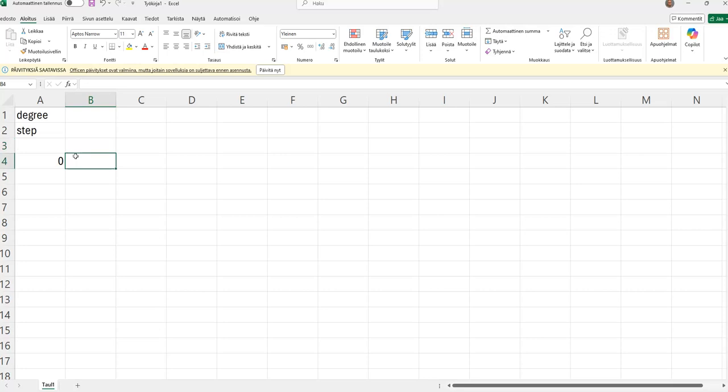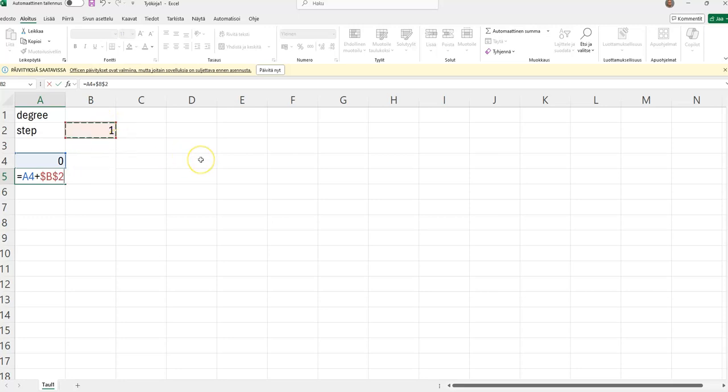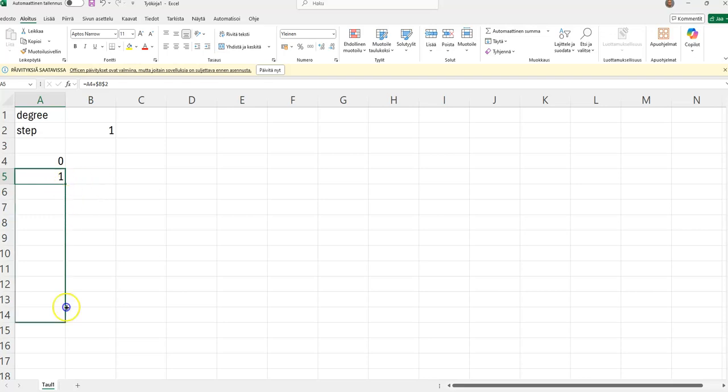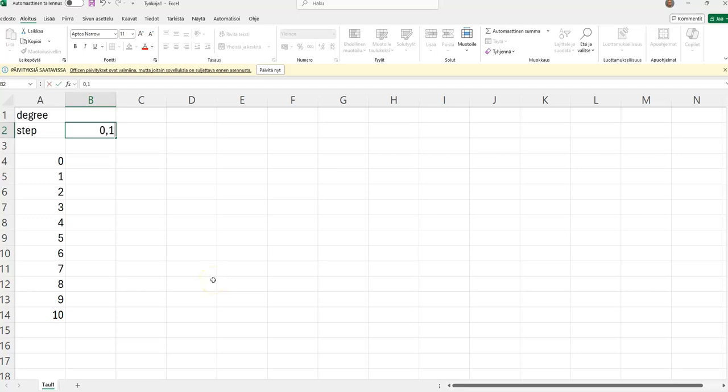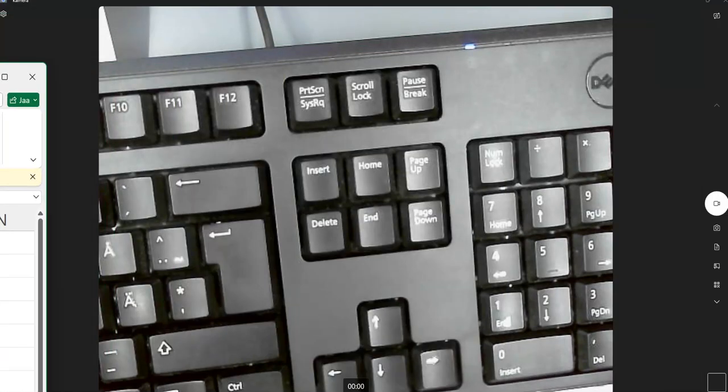Starting value would be 0, and for the step I will put 1 angle there, 1 degree. So the starting value is 0, and I will add this value. Now it will rise by 1 every time we move downwards in the table. If we change the step, for example to 0.1, it will go in steps of 0.1. And then we had this equation, the last equation there.